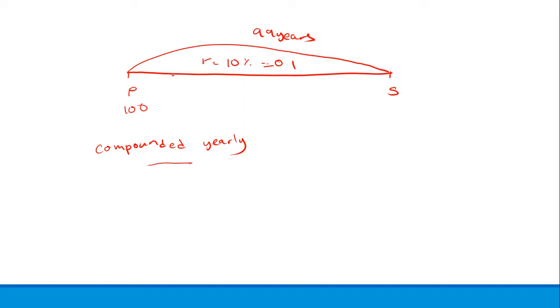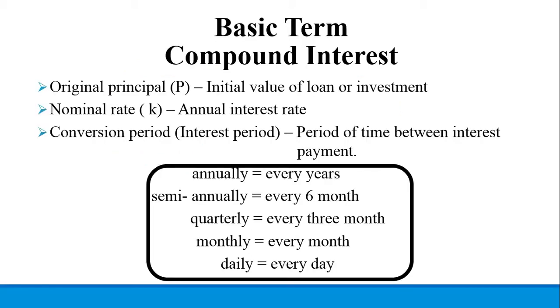Every 1 year means you need to calculate starting from this 1 year. You get P1, the new P, and after another year you get P2, until 99 years. You need to calculate to find S. It is quite tedious and hard to calculate, so for this case, you use a formula. It is different from the simple interest formula.